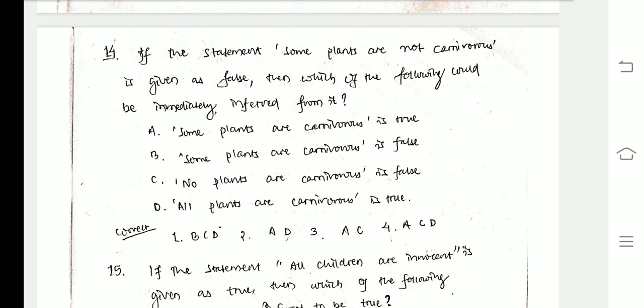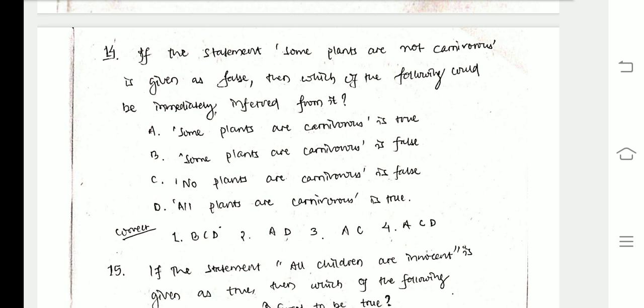Now next is, let's see, "some plants are carnivorous" is false. This will not be taken, as at least one of them is true, both cannot be false. So B is cancelled out. Cancelling out B, A taken. "No plants are carnivorous" is false. It is given that "some not" is false. So as falsity goes up, "no plants are carnivorous" will be false. So C will also be taken. A and C will be taken.